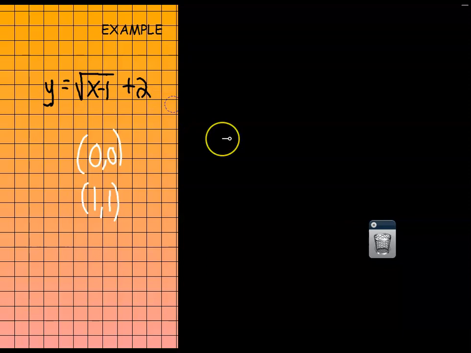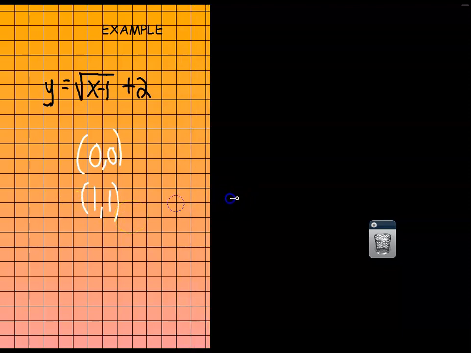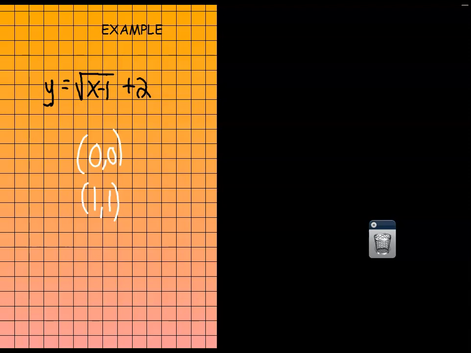Now, since it is a square root, I am going to try to graph the points 0, 0, and 1, 1. But this graph is transformed. So what does this actually mean for us? Well, let's look here. This value on the outside, this 2. That 2 is going to change what? That's vertical. Vertical deals with Y. So whatever this number happens to be, you are going to add that number to your Y values. So instead of a 0 here, I'm going to have a 2. And instead of a 1, I'm going to have a 3.